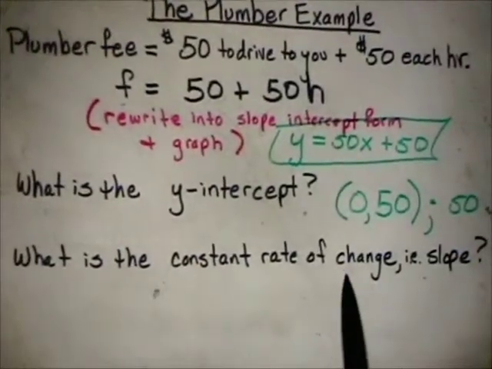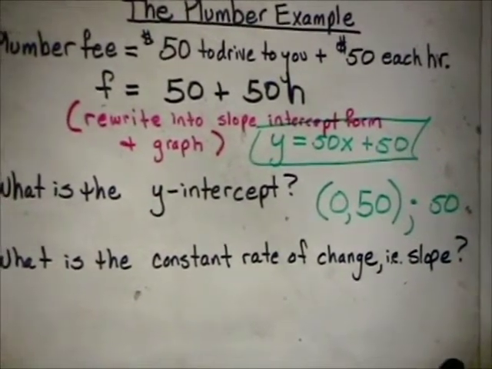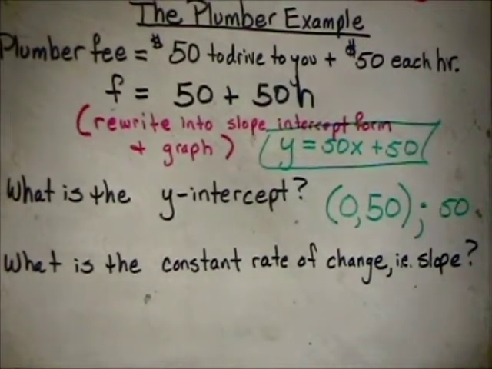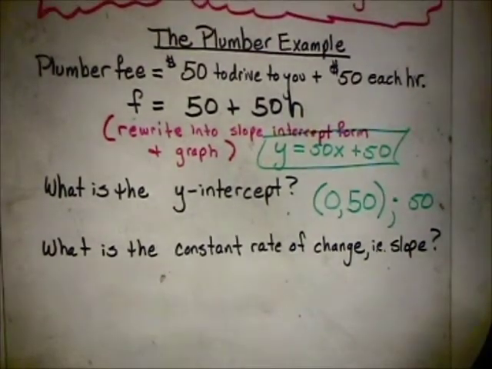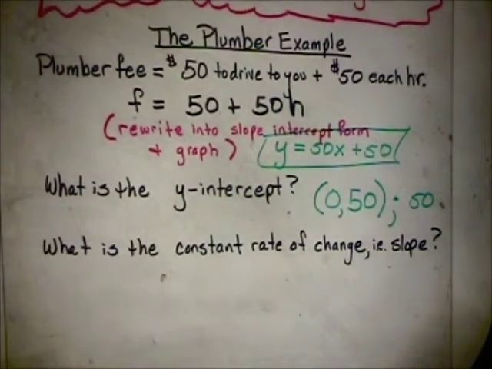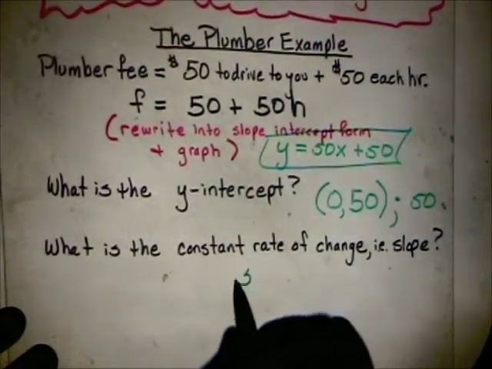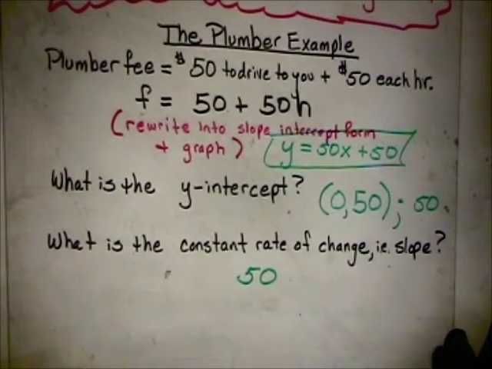All right, next we need to find the slope of this line. What will its constant rate of change be, or its steepness? And the equation will give us this information, okay? After that initial $50, this plumber is going to make $50 every hour. So the constant rate of change is the number right there beside the x, which is 50. And that's the m in the y equals mx plus b form.